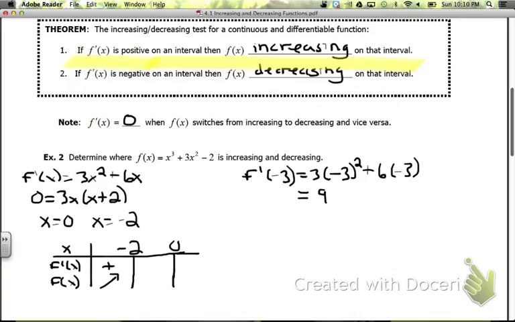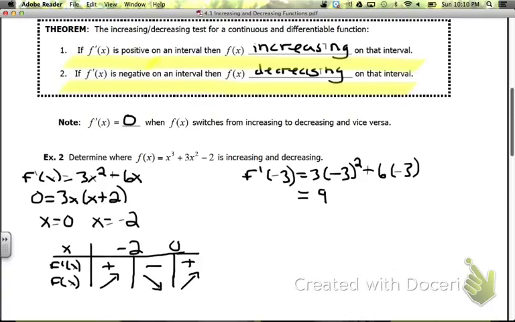Now if we were to look at a value, say negative 1, between negative 2 and 0, we're going to get that our value is negative. And by the theorem above as well, if f prime of x is negative on the interval, then f of x will be decreasing on that interval. So therefore we know it's decreasing. And any values after 0 for our f prime of x are going to be positive. So therefore we know that that will be increasing as well.